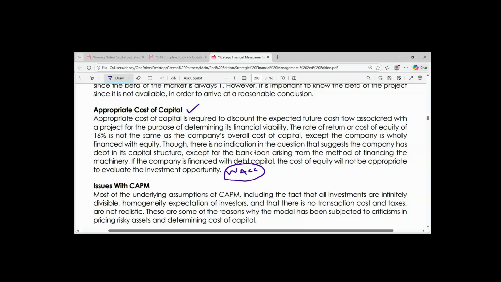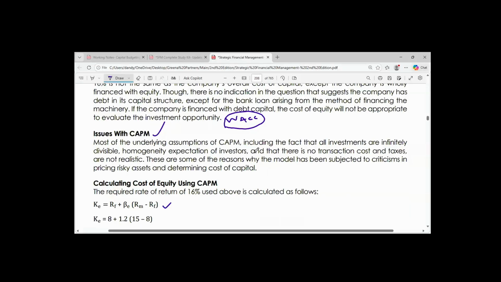Then the third one is the CAPM that we have calculated. Most of the underlying assumptions of CAPM, including the fact that all investments are indefinitely divisible, that is, you can invest in a fractional part of the project. In this case, we have about 86 million naira as initial outlay. So what CAPM is saying is that fractional parts of the investment can be undertaken, which is not the case for all projects.